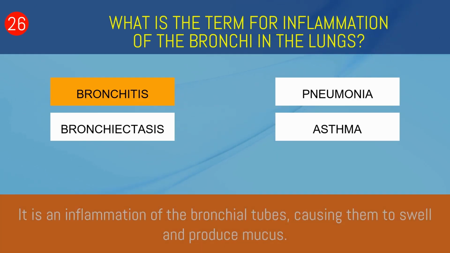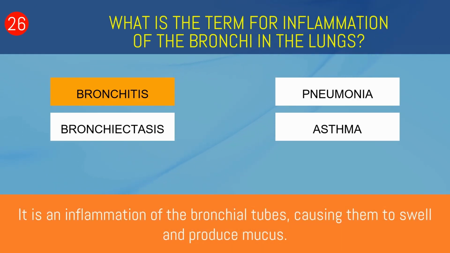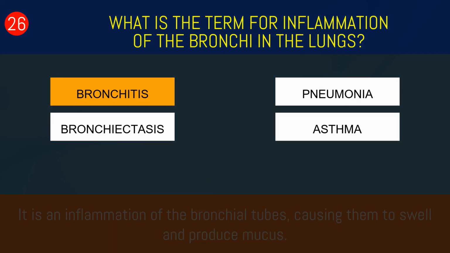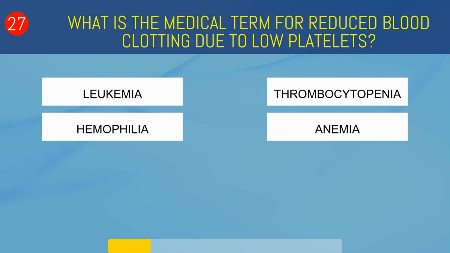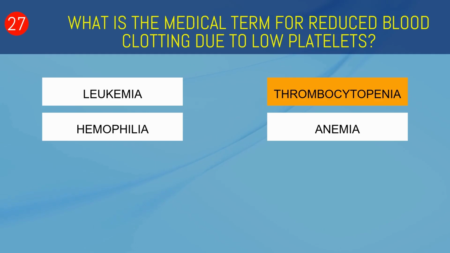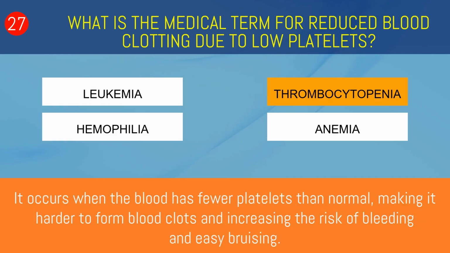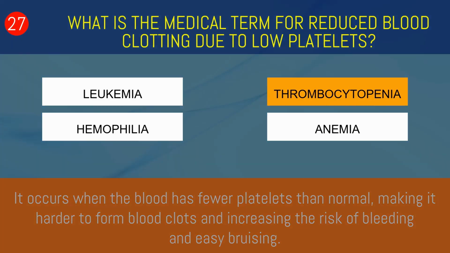Bronchitis. It is an inflammation of the bronchial tubes, causing them to swell and produce mucus. What is the medical term for reduced blood clotting due to low platelets? Leukemia, hemophilia, thrombocytopenia, or anemia? Thrombocytopenia. It occurs when the blood has fewer platelets than normal, making it harder to form blood clots and increasing the risk of bleeding and easy bruising.